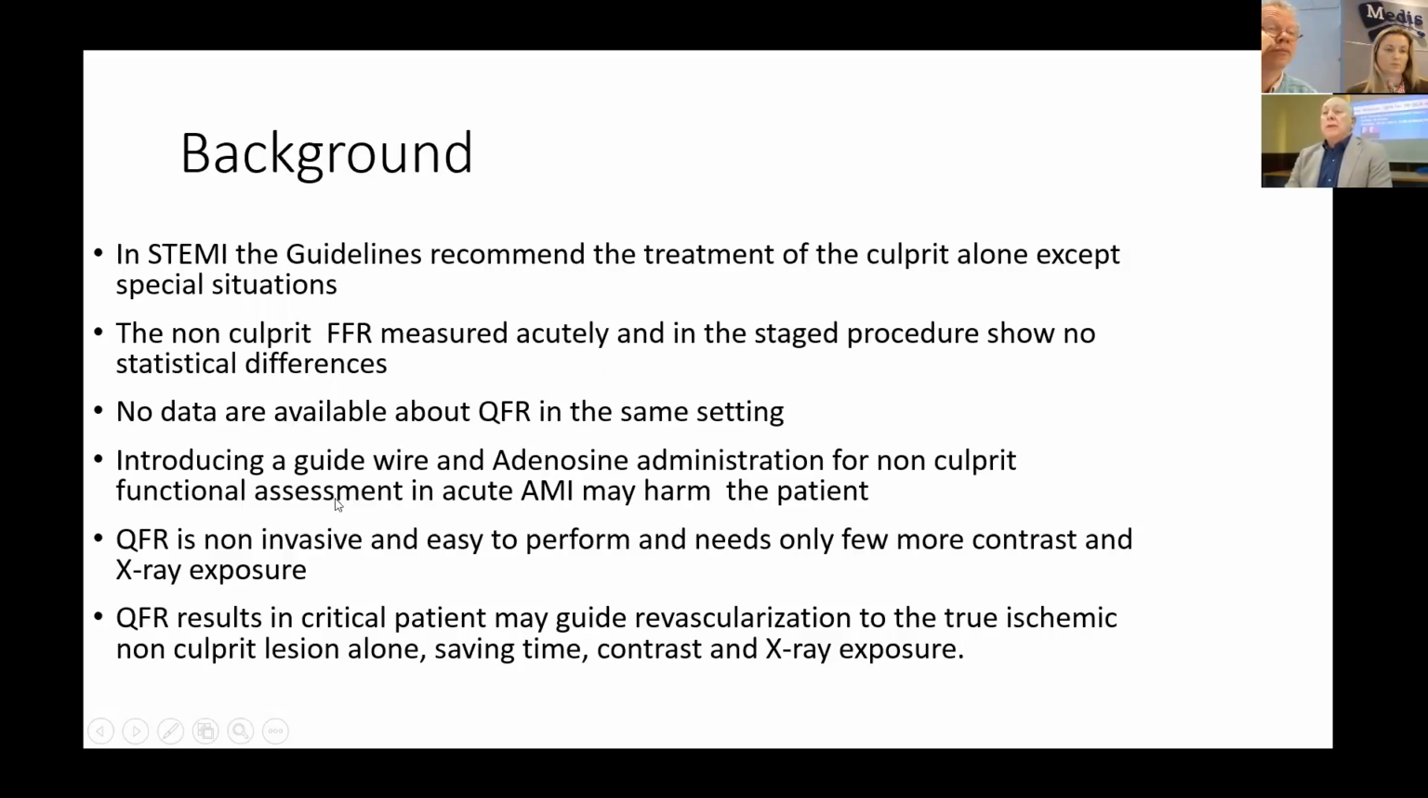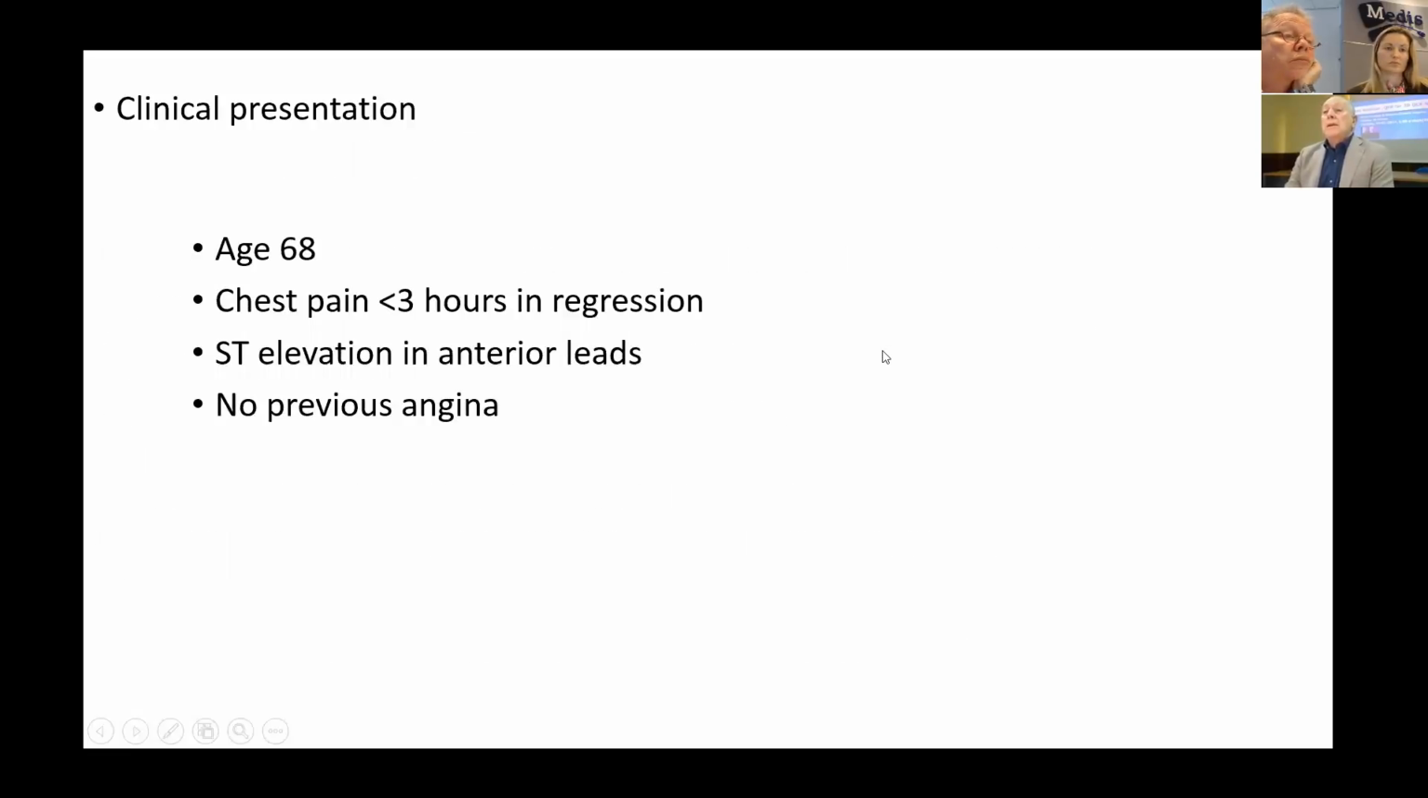But you know that introducing a guide wire and adenosine administration for a non-culprit lesion in acute MI might harm the patient. That is why we want to use QFR in this setting. And the QFR result may guide the revascularization to the truly ischemic non-culprit lesion alone, saving time, contrast and X-ray. This is a patient with chest pain for less than 3 hours, ST elevation in anterior leads, no previous angio.